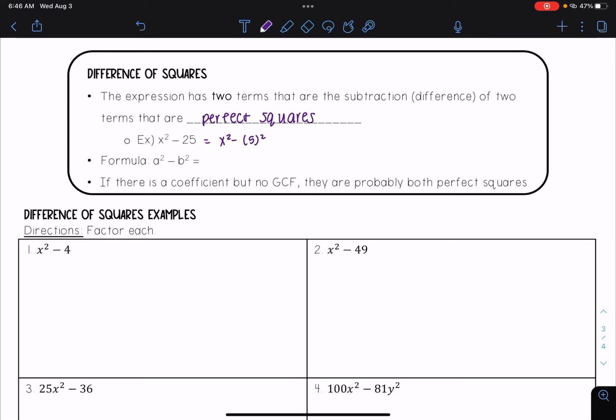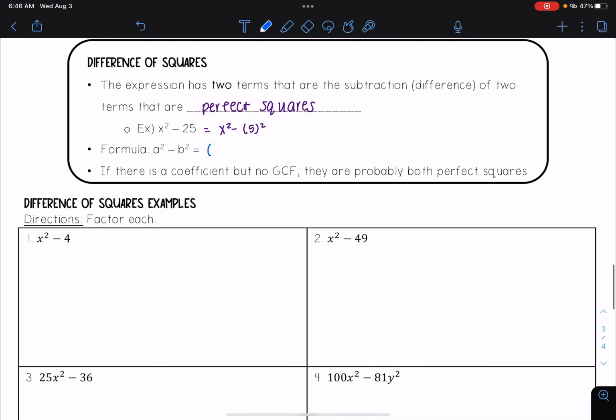And we actually have a specific formula for difference of squares, and it says that a squared minus b squared is equal to a plus b times a minus b. So looking at this example above, that would mean that x squared minus 5 squared would be equal to x plus 5 and x minus 5. And another thing to note, if there is a coefficient but no GCF, they are probably both perfect squares.